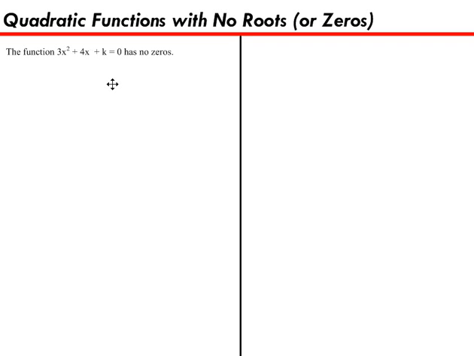The function 3x squared plus 4x plus k equals 0 has no zeros. What is the value of k? So fear not, there is a simple way to solve this, and it involves the quadratic formula. So let's go ahead and review that formula quickly.